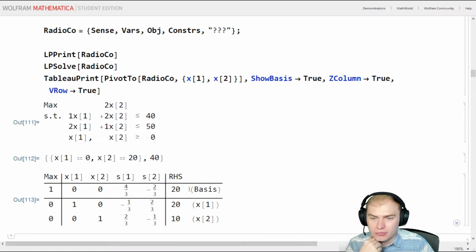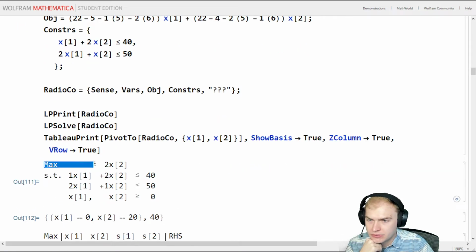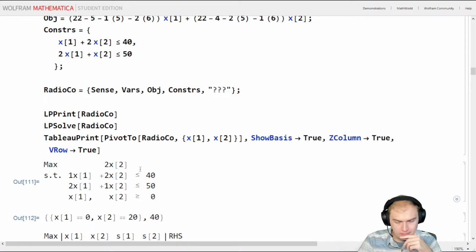x1 is no longer optimal if it's in the basis because it doesn't make us any money; its profit margin is 0. So it's no longer worth producing.